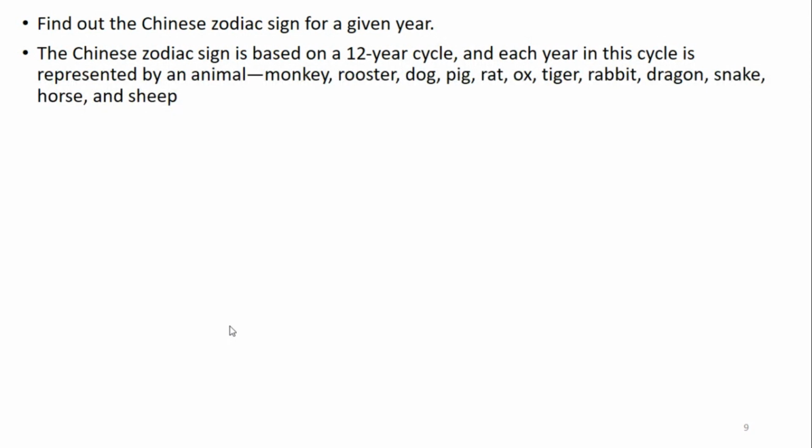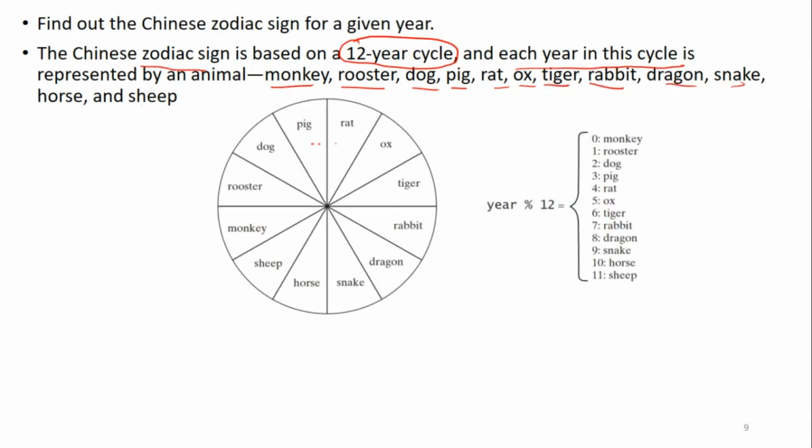So now let's do some coding. Let's try to find out the Chinese zodiac sign for a given year. So the Chinese zodiac sign is based on a 12-year cycle. Each year in the cycle is represented by an animal: monkey, rooster, dog, pig, rat, ox, tiger, rabbit, dragon, snake, horse, and sheep. So we have 1, 2, 3, 4, 5, 6, 7, 8, 9, 10, 11, 12. So we have 12 animals representing the Chinese zodiac sign.